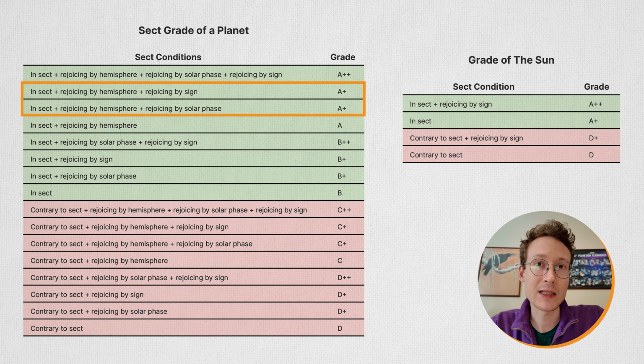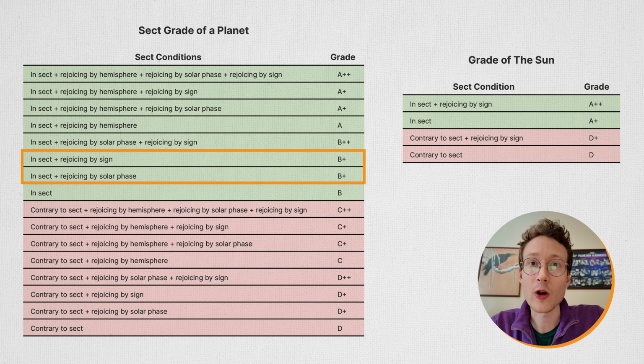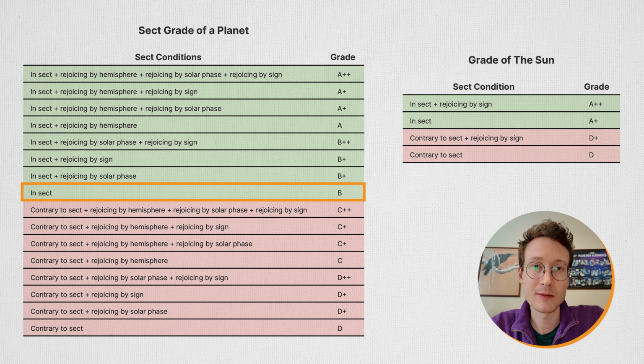Then, if it's in sect and rejoicing by hemisphere and sign, or in sect and rejoicing by hemisphere and solar phase, so two rejoicing conditions, it would receive a grade of A+. If it's in sect and rejoicing by hemisphere, then it would receive a grade of A. If it's in sect, rejoicing by solar phase, and rejoicing by sign, you give it a B++. So rejoicing by hemisphere gets a little more strength than the other conditions. If it's in sect and rejoicing by sign, or in sect and rejoicing by solar phase, you can give it a grade of B+. And if it's merely in sect in a day chart for the sun, or Saturn, or Jupiter, or morning phase Mercury, then you give it a grade of B.